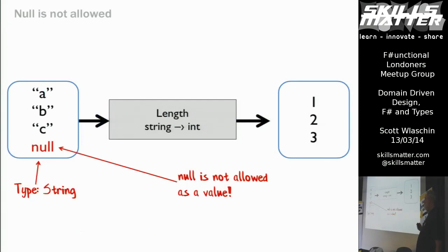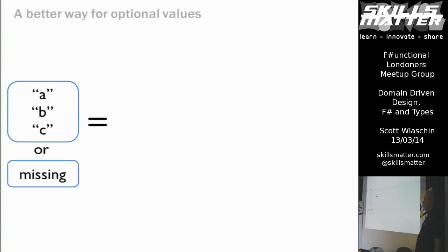So don't use nulls as values. Now, in this case, unfortunately, because of .NET compatibilities, string is actually one of the examples where you can put a null in. But for most of the types that you define yourself, null is not a valid value for a type. So don't use nulls. So if you don't use nulls, what can you do instead to represent missing values?